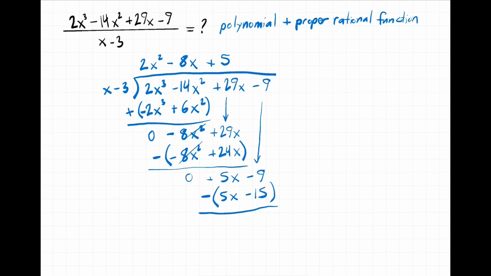So the 5x's cancel. And again, this is a little confusing here. I'm going to change that negative to a plus and a plus here just to put that minus sign in. So negative 9 plus 15 gives us a positive 6. Now, 6 has a lower degree than our divisor of x minus 3. So x minus 3 can't go into 6 at all. That means that 6 is our remainder.